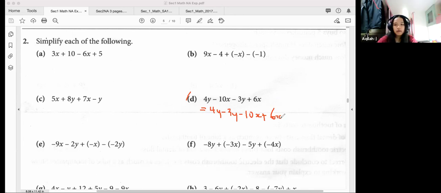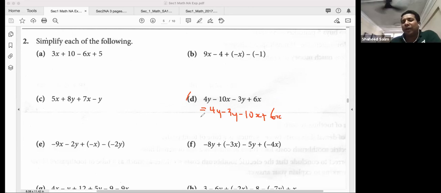Oh, wait, is it y minus 4x? Because minus 10 plus 6, minus 4x. Okay. So more or less, if it's a long number, I might even underline, and then I can even do it straight. 4y minus 3y gets y, and then this I might circle. It's up to you which way you want to do it.